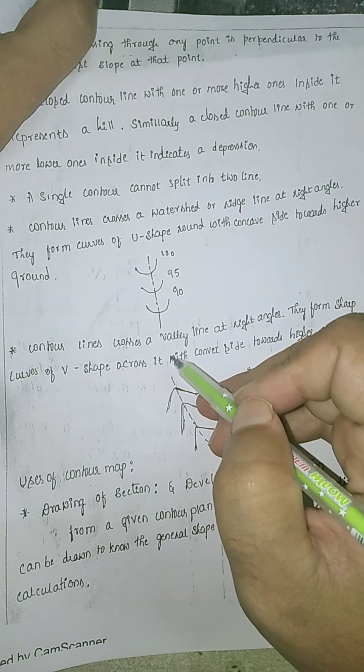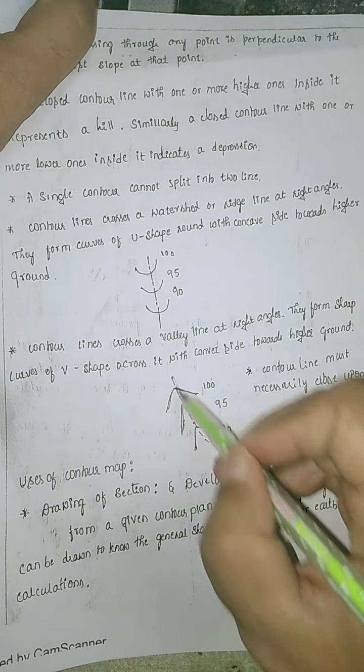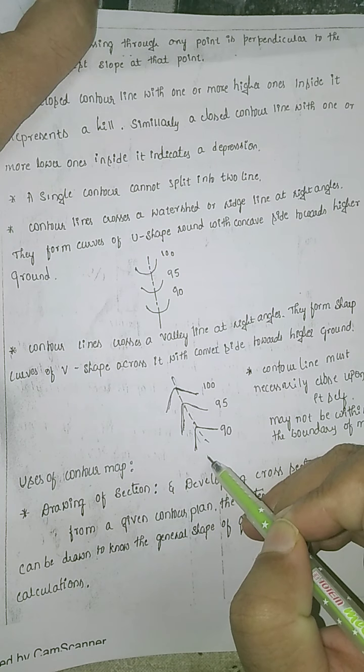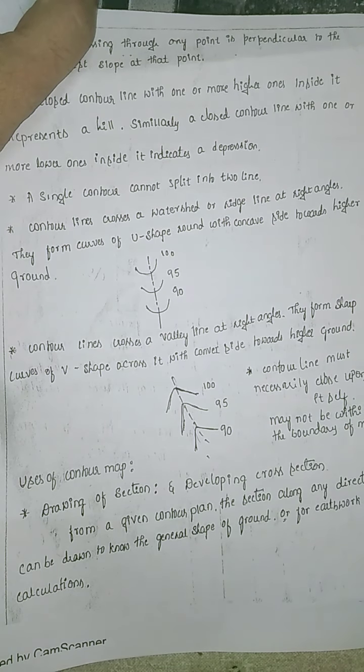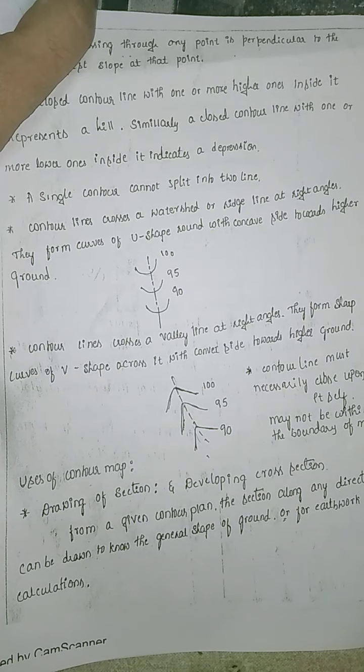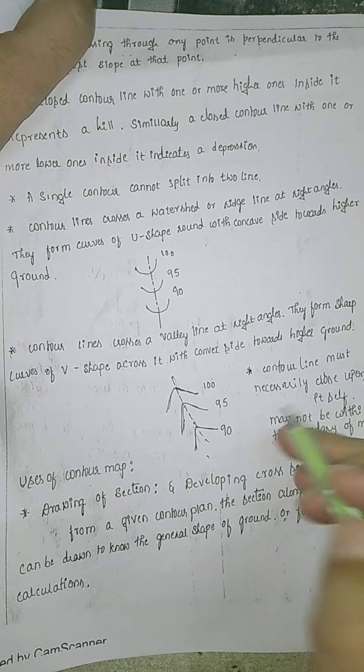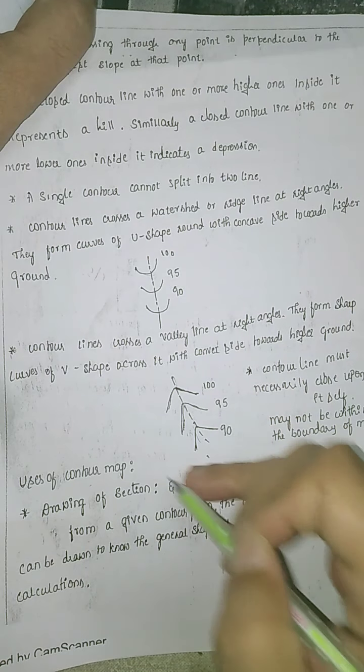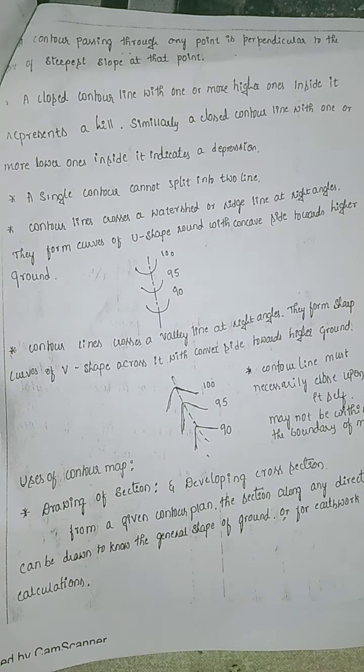Now if the contour lines cross a valley line, this is your valley line, at right angles, they form sharp curves or V-shaped curves, with the convex side of the curve towards the higher end. If there is a stream, the contours on the other side of a turning upstream may disappear or may coincide. So this is how the characteristics of contour lines are.